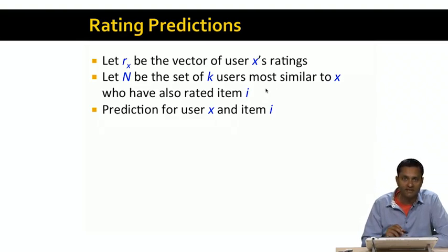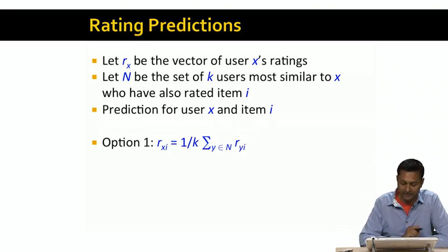Now, once we have this, we can make a prediction for user X and item I. The simplest prediction is to just take the average ratings from the neighborhood. Remember, the set N consists of users who've also rated item I and are similar to user X. So the simplest estimate is to just use the average rating of all the users for item I in the neighborhood, and take that as our estimate of the rating for user X and item I.